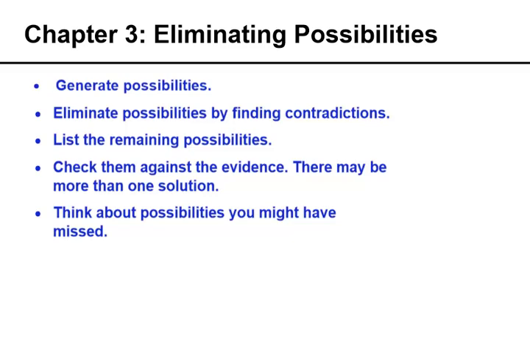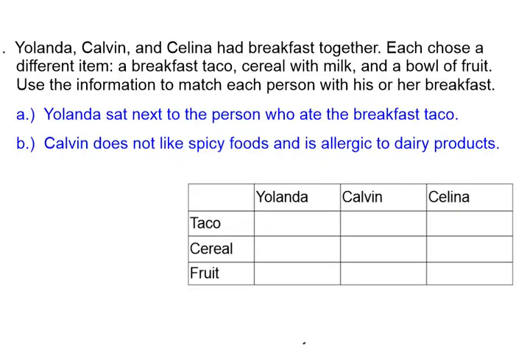So you're going to generate your possibilities, eliminate possibilities by finding contradictions, list the remaining possibilities, check them against your evidence, and keep in mind there may be more than one solution. That can happen. And then think about the possibilities you might have missed. All right, so let's look at a first example.